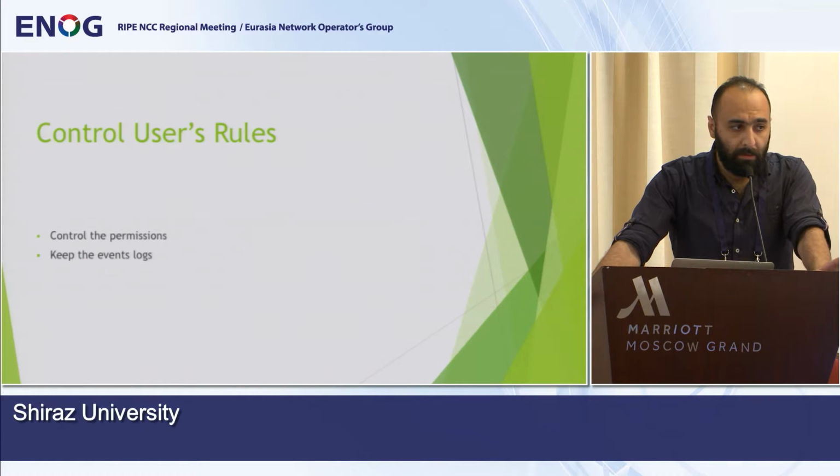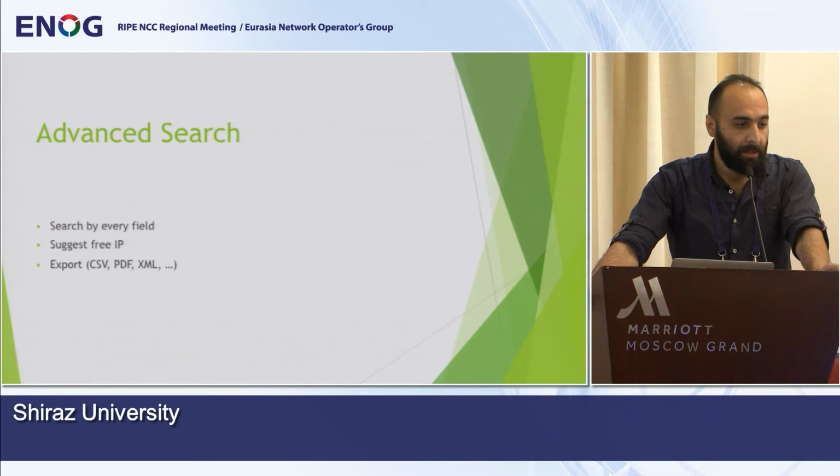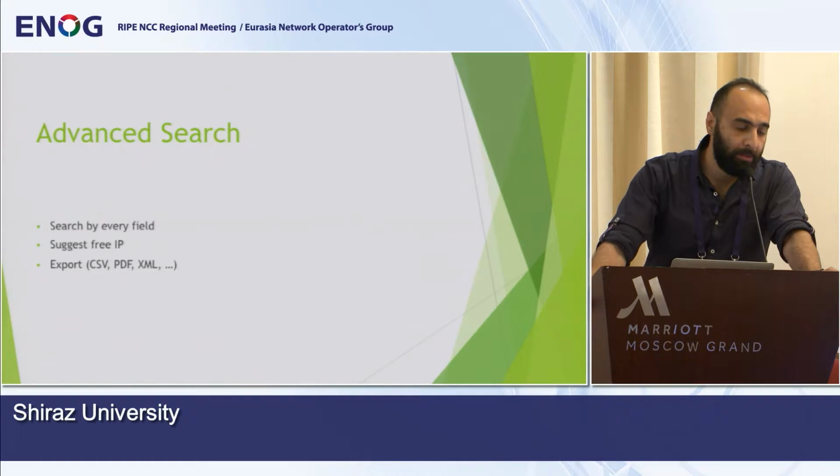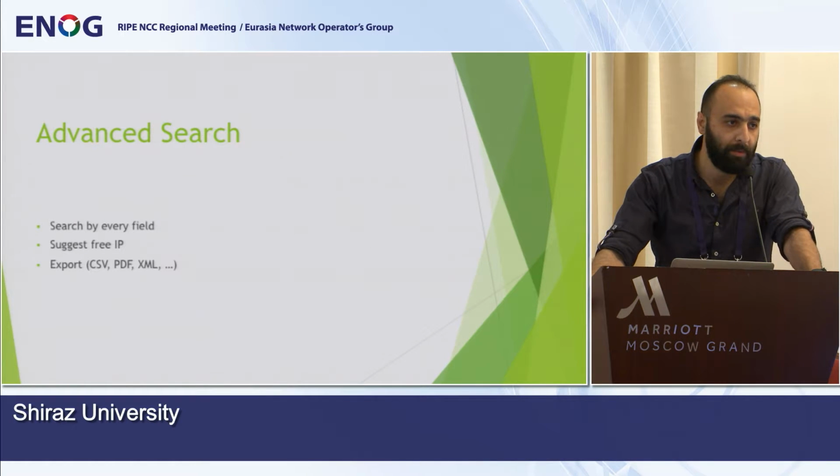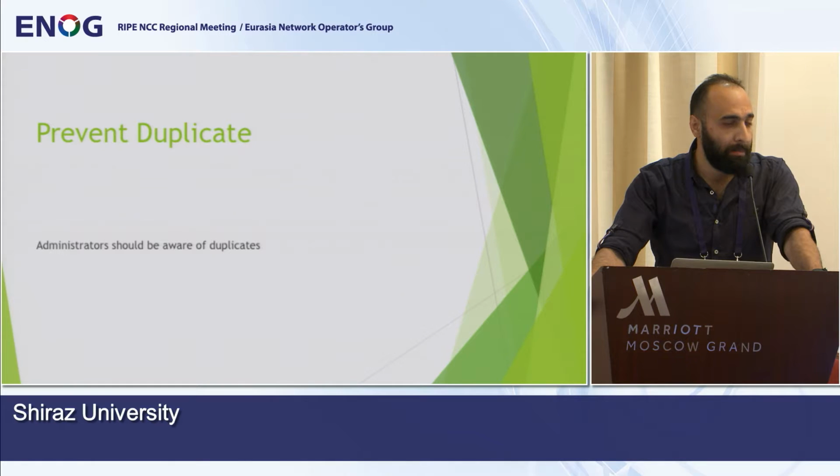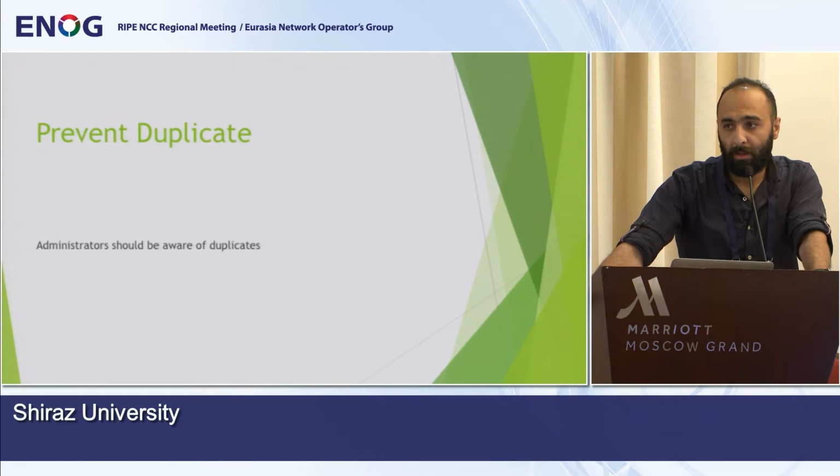As I said, a lot of units and users need to work with it, so we should control their access, what they have access to, and we have to control and log their actions. The next one is advanced search. We should be able to search by every field and also export the data in various formats. It should also be intelligent enough to suggest free IPs. And the main role of the IPAM is preventing duplicates, I mean duplicates that the administrator doesn't know about.